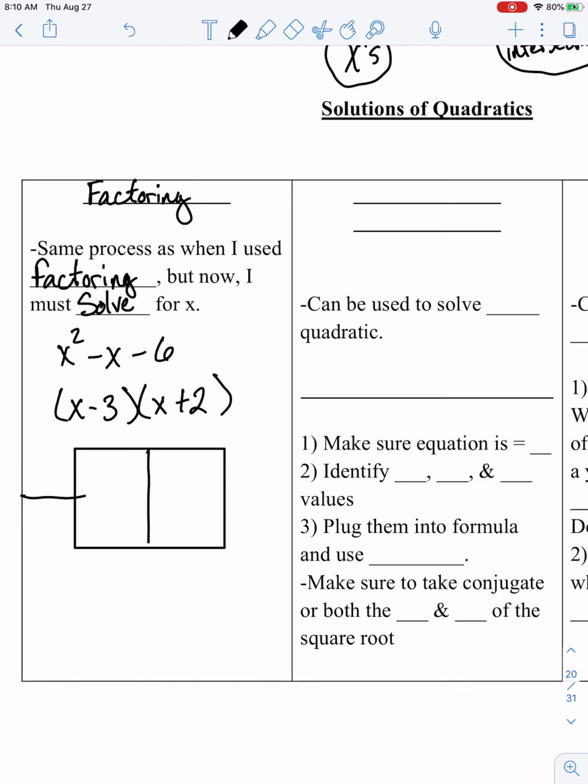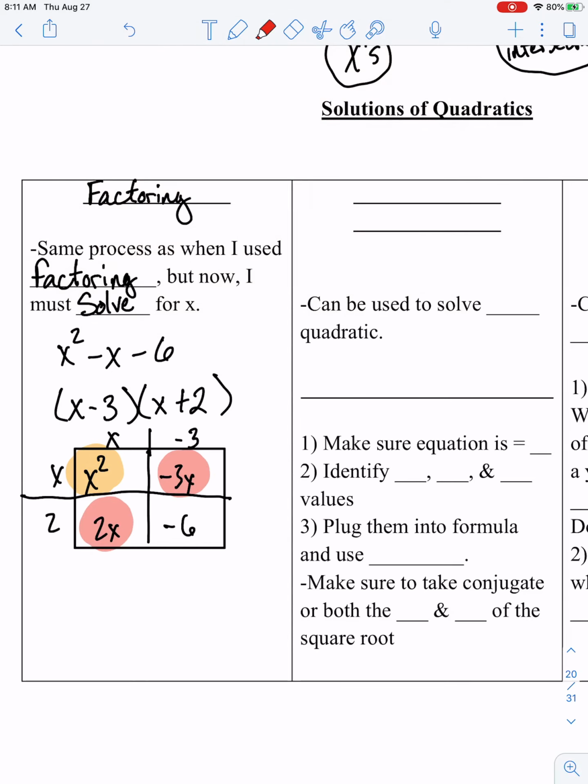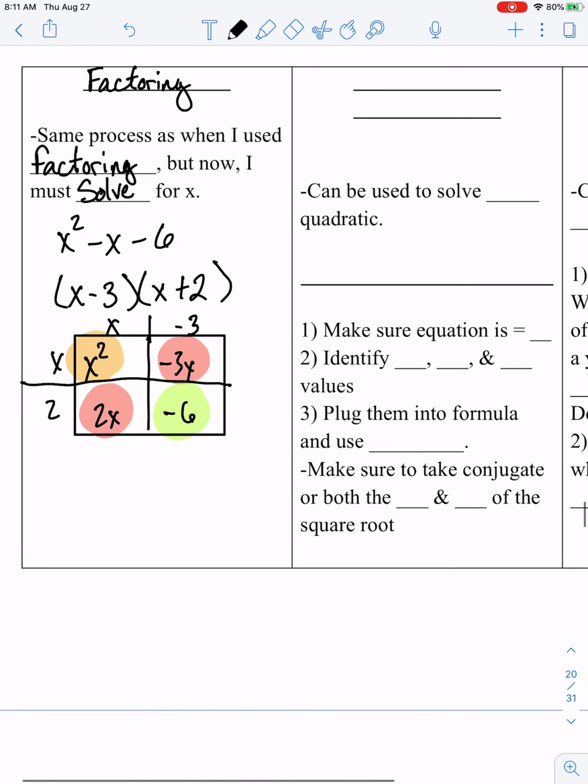And all I'm doing here is just going back and verifying and making sure that my factors were correct. So I have x, negative 3, x, positive 2, x squared minus 3x, 2x, negative 6, and again, combine like terms. Then whatever's inside the box you add. So I have x squared, negative 3 plus 2 is minus 1, and then minus 6. So this is what I originally had, so this checks out.